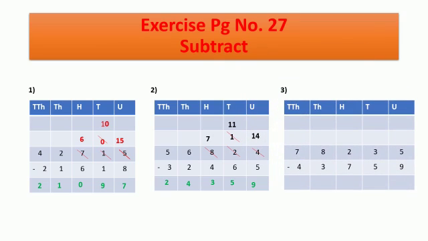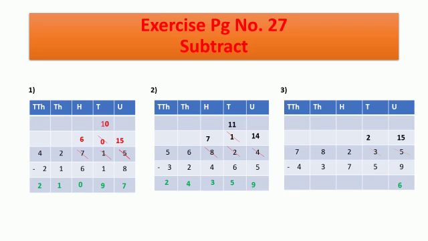Third question. 5 minus 9. Subtraction is not possible. So we are going to borrow it from the tens place. That is, we are going to borrow one number from number 3. After borrowing one number from 3, 3 will become 2. And 5 will become 15. 15 minus 9 is 6.